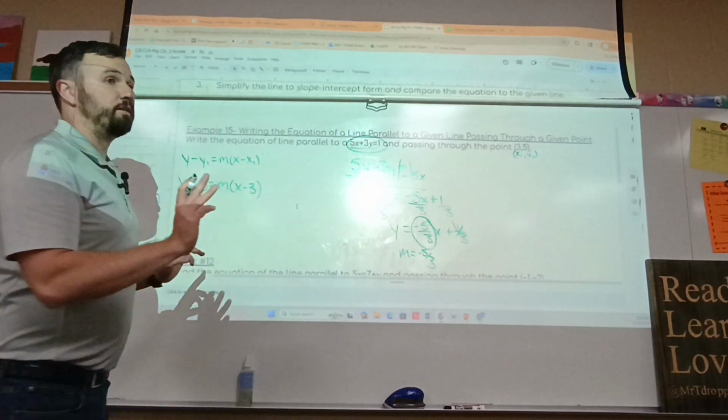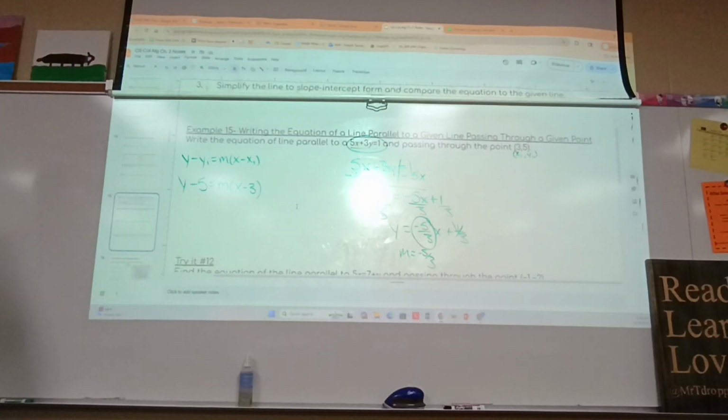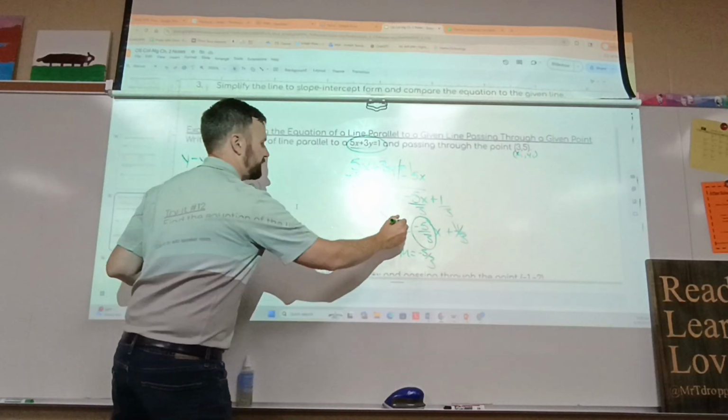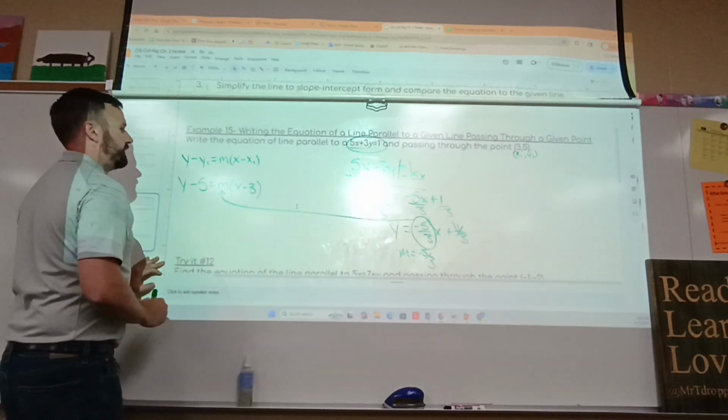Now, before I get too crazy, I'm going to go back and look. Were they asking for perpendicular or parallel? Okay. Parallel. So if it's parallel, I don't have to do anything, right? The slope is what the slope does. I'm just going to plug it in.